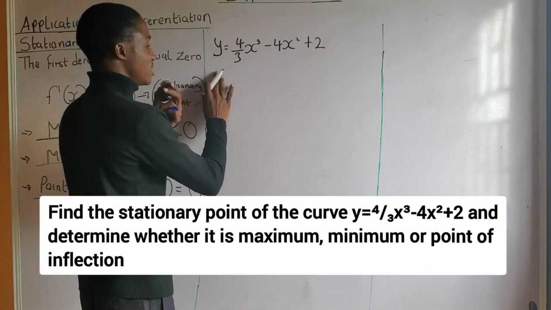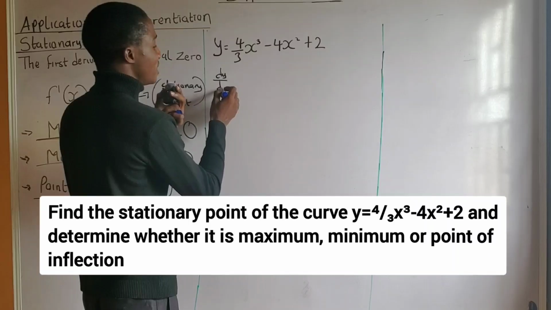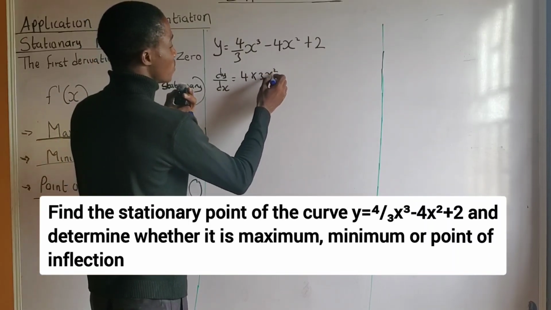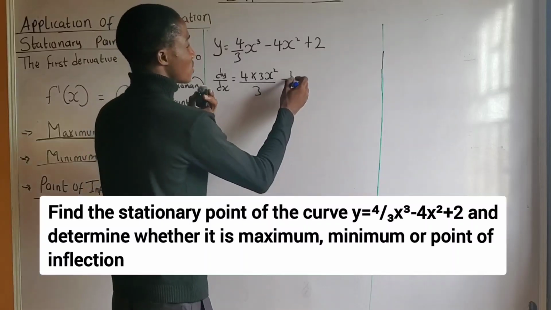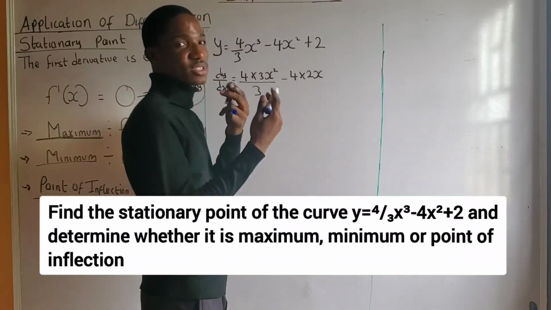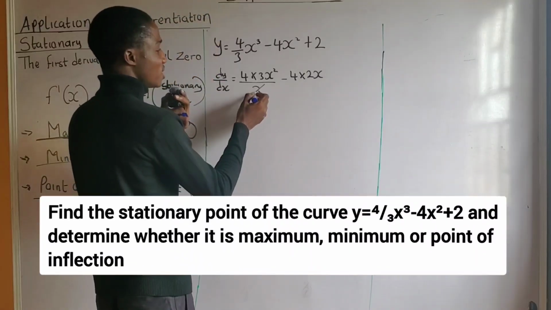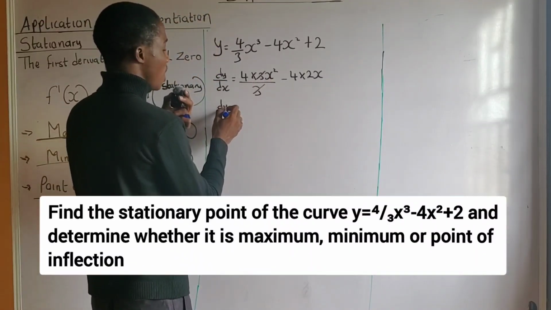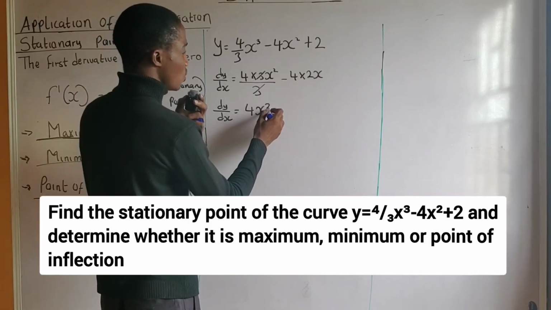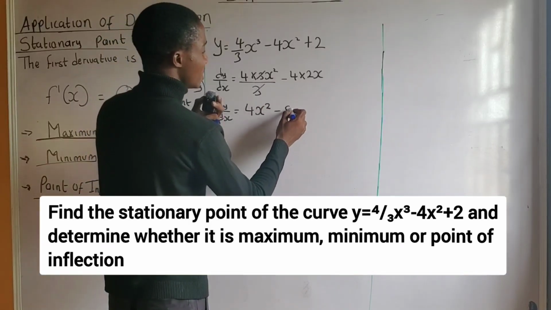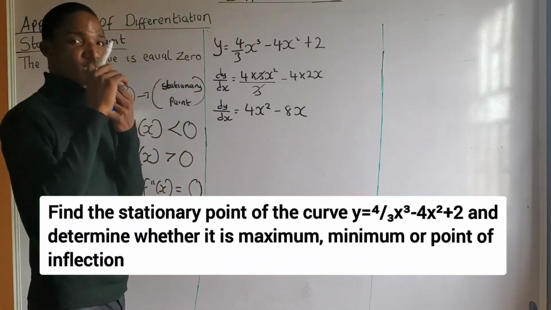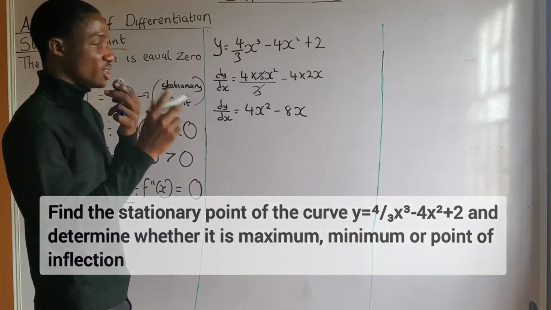In fact, I can write this: dy over dx is equal to 4 times 3x raised to the power of 2 over 3 minus 4 times 2x. Then if you differentiate 2, you're going to have 0. So this 3 will eliminate this 3, and I'm going to have dy over dx equal to 4x to the power of 2 minus 8x.